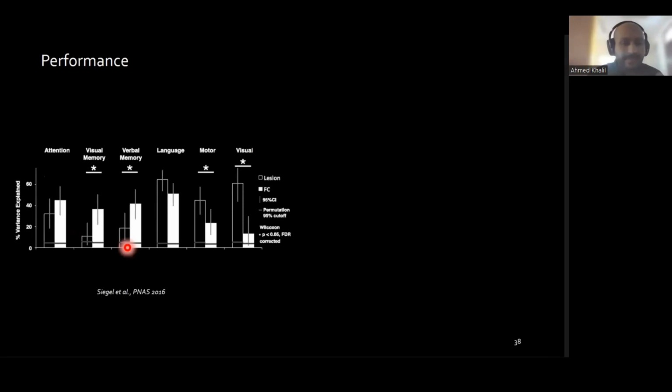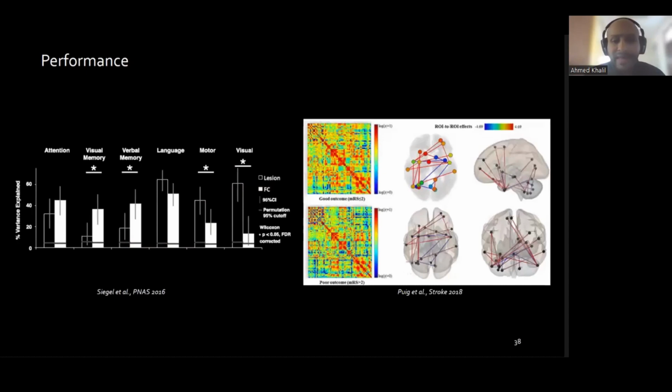There's this paper by Siegel et al. that showed that impairments in certain functional domains, like visual domains, verbal memory, and so on, are much better predicted by changes in functional connectivity than they are by just the anatomical location of the stroke. And then there are studies like this, which showed that the specific patterns of functional connectivity just a few days after stroke onset are an independent predictor of stroke outcome months later, 3 months later.